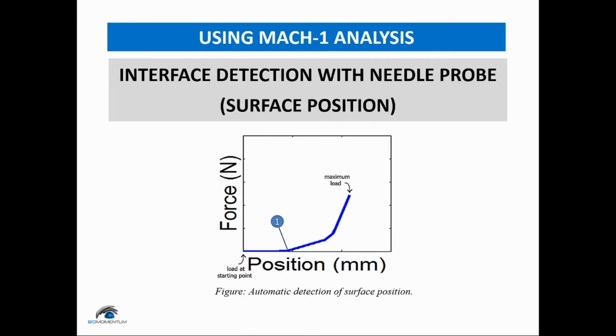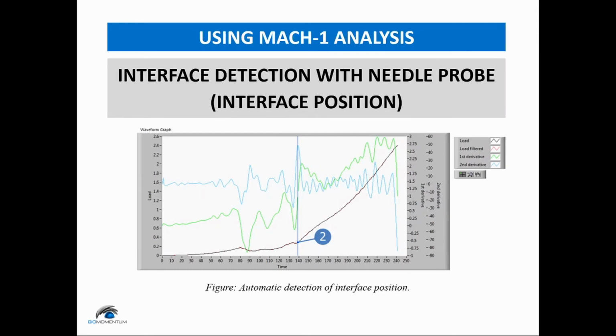In order to find the surface position 1, the algorithm will start from the maximum load and will slowly scan the curve until the load is equal to the load at the starting point. In order to find the interface position 2, the algorithm will first smooth the curve with a low-pass filter shown by the red line, and will then compute the first derivative shown by the green line and the second derivative shown by the blue line. The position of the maxima of the second derivative will be considered as the interface position if its position is located before the user-defined loading limit.